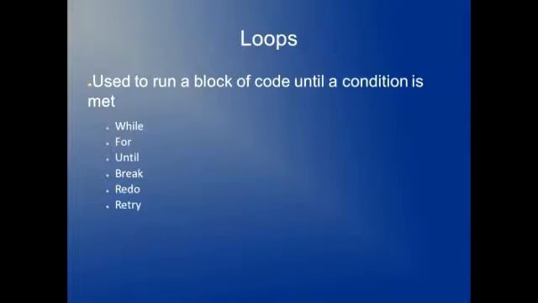Loops. Loops are used to run a block of code until a specific condition is met. Ruby uses many of the same types of loops found in other languages, such as while loops, until loops, and for loops. There are also commands to control loops, such as break, redo, and retry.